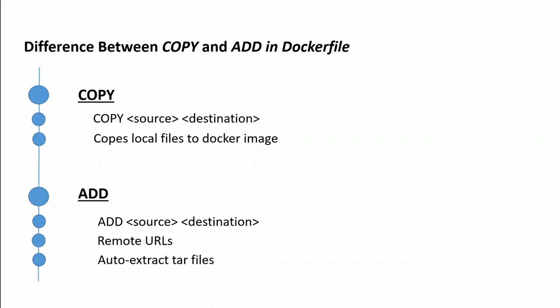because when you use the add directive, it will automatically expand tar files into the image file system. This can reduce the number of Docker file steps required to build an image, but it will just add another layer. So always try to use the copy directive instead of add unless it is absolutely necessary.